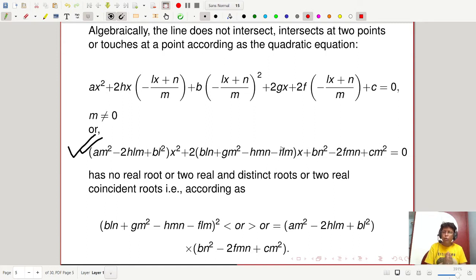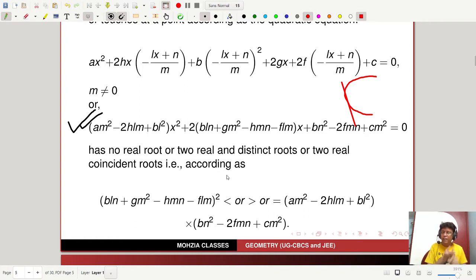Now you want to solve for the values of x, or find the roots of x. For equal roots, the tangent line touches the curve. The tangent line touches the curve, so there will be equal roots. Roots are real and equal. For real and equal roots, the discriminant should be 0. So that will give you the condition for tangency.